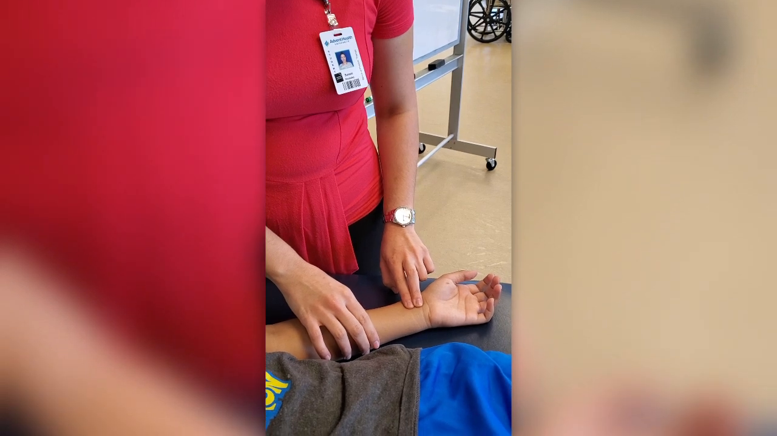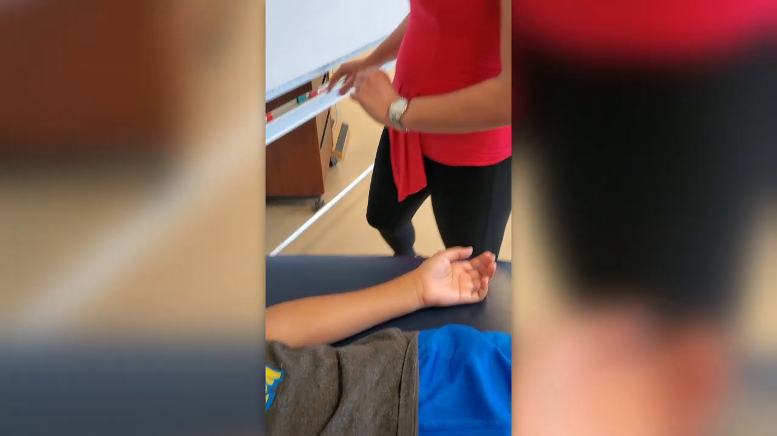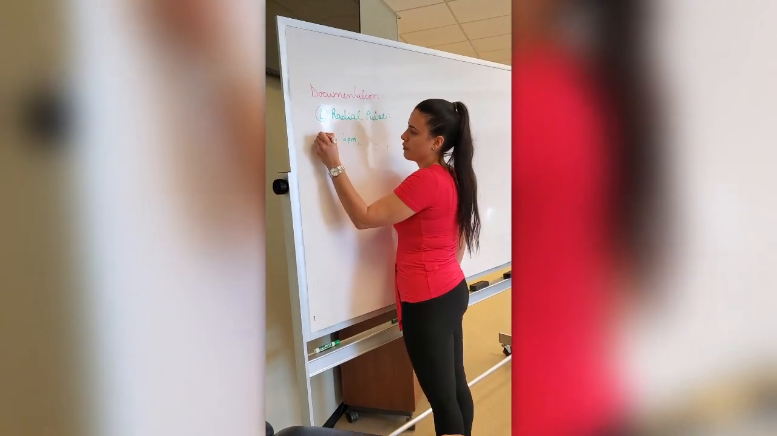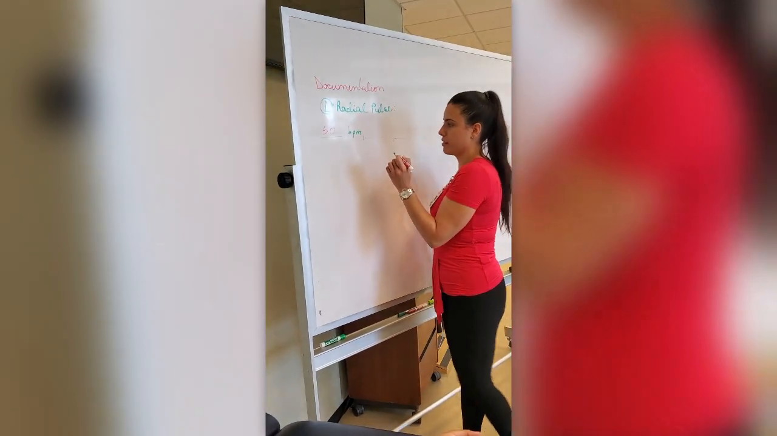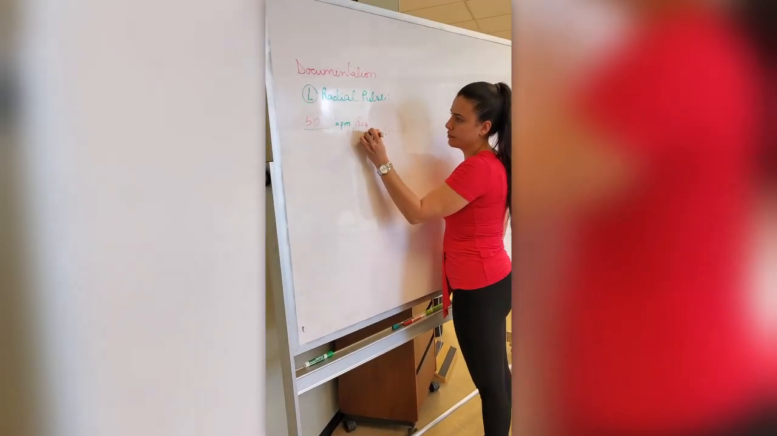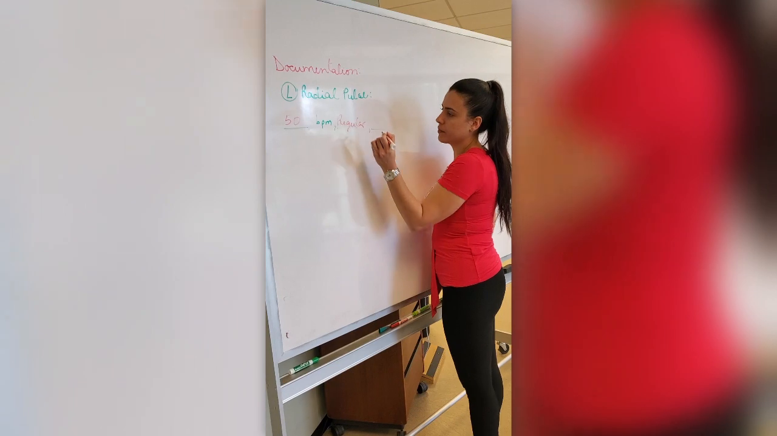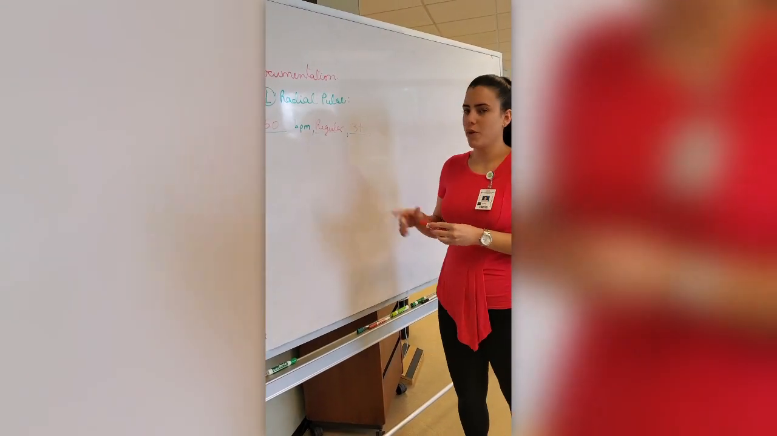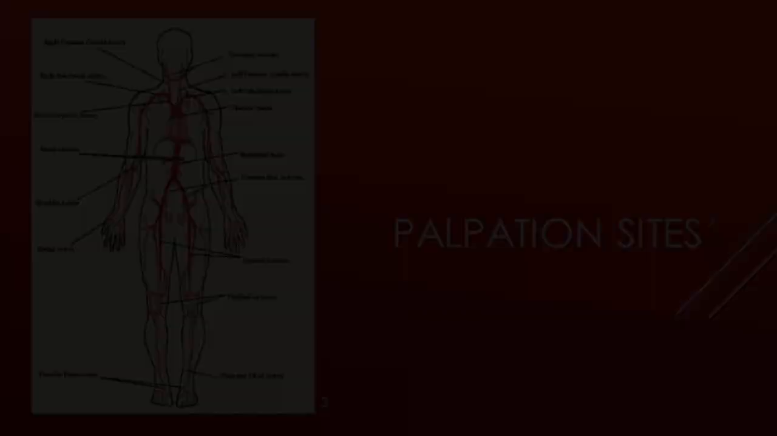I'm going to count for 30 seconds. Plus 25. And multiply 25 times 2. That'll be 50 beats per minute. The rhythm was regular, and the quality 3 plus. And that's the way we document the pulses.